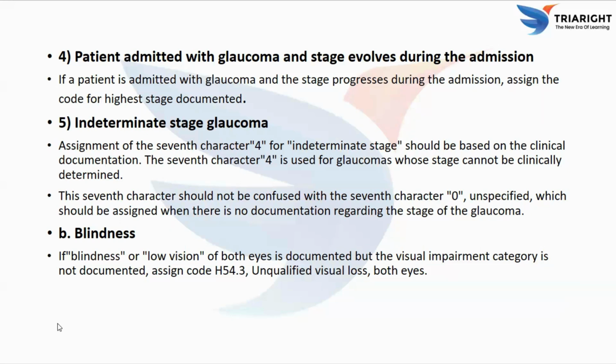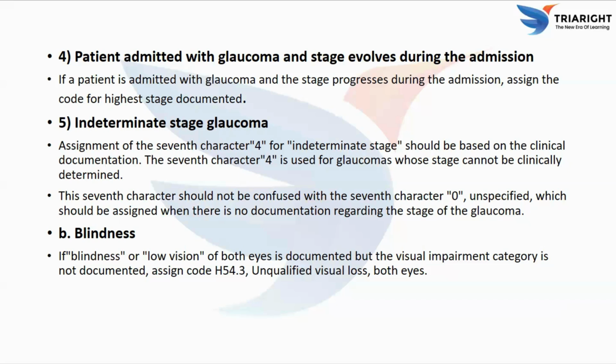So next, coming to the blindness guideline. If blindness or low vision of both the eyes is documented, but the specific visual impairment category is not documented, you have to assign H54.3 unqualified visual loss both eyes. So what does it mean? The visual impairment categories ranging from 1 to 5 are often needed for the precise blindness coding.